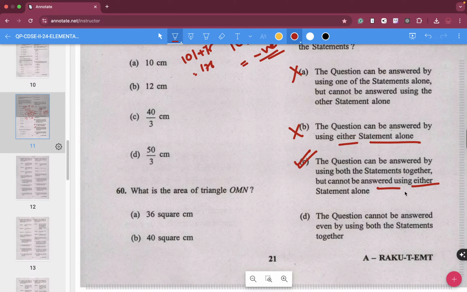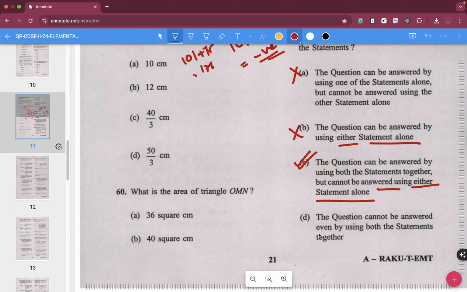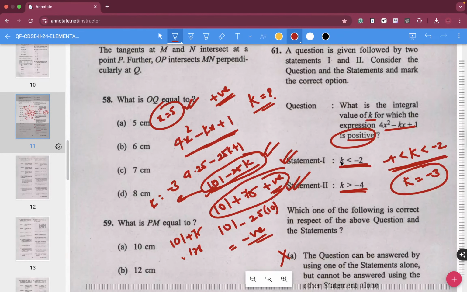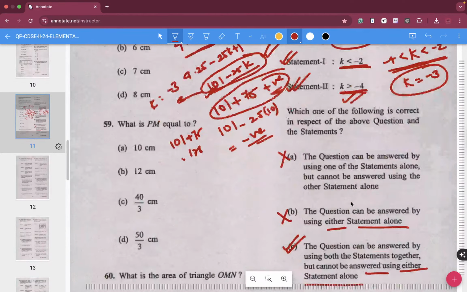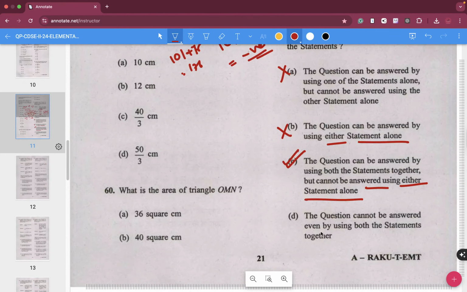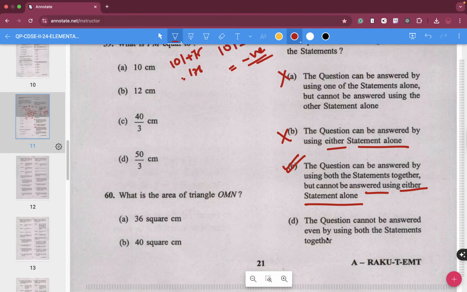But it cannot be answered using either statement alone, because if you take k equal to minus 3, it becomes positive. If I take k equal to 10, which is about statement 2, you cannot answer. Can the question be answered even by using both statements together?